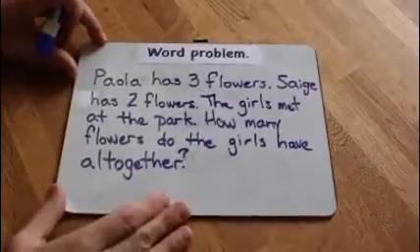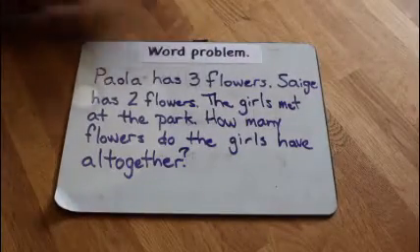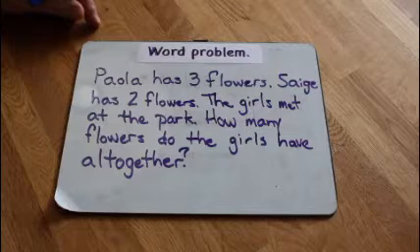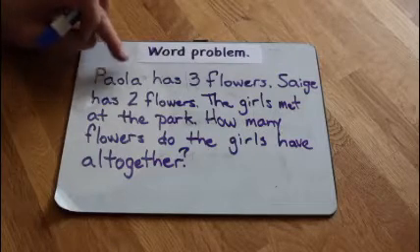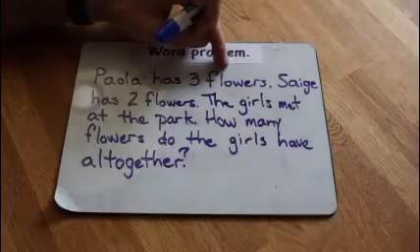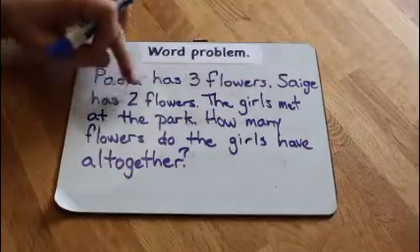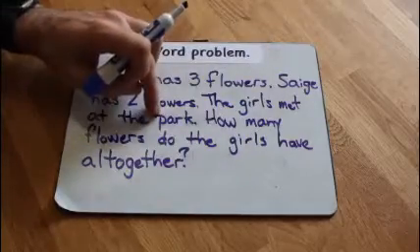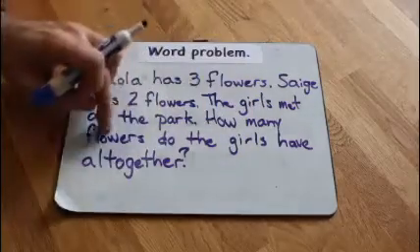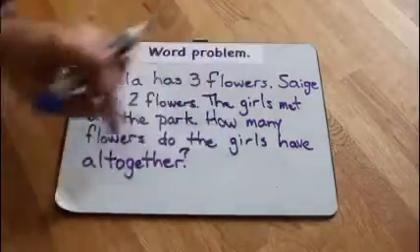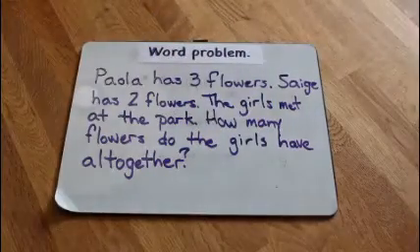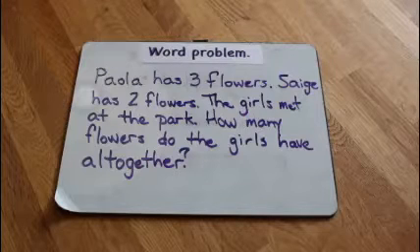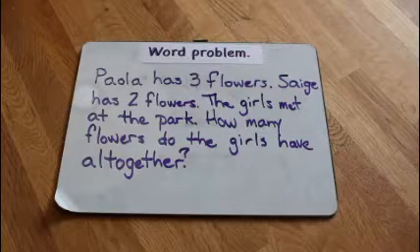And let's finish off with our word problem. Okay, I'm going to read it to you. You guys got to listen, then we're going to go back and find the important information. Paula has 3 flowers. Sage has 2 flowers. The girls met at the park. How many flowers do the girls have all together? Okay, I know you guys are doing your mental math. That's good. But let's think back now and let's get the important information.